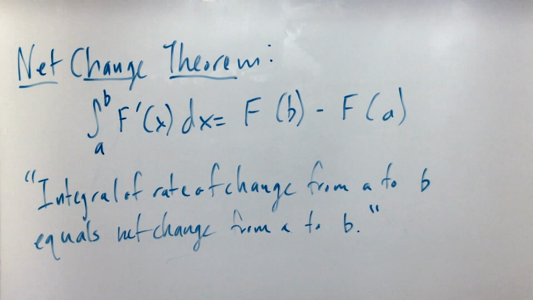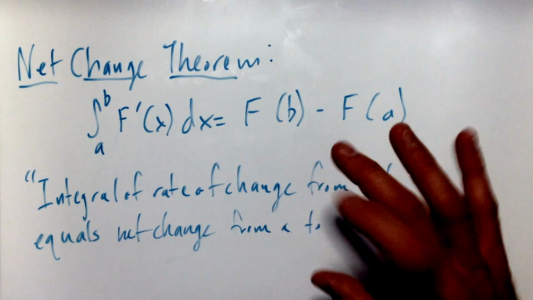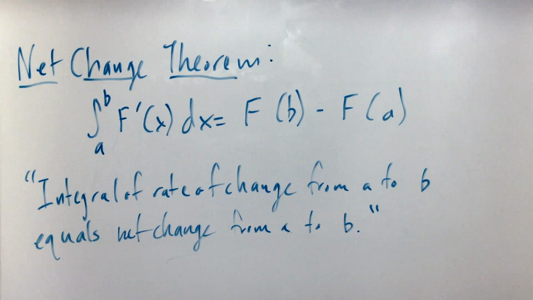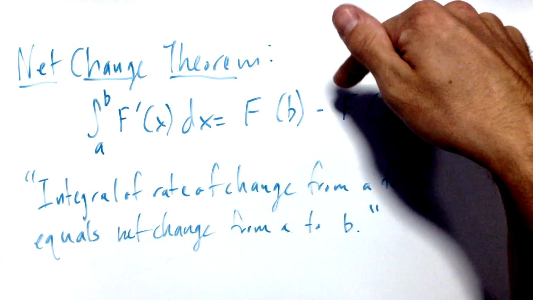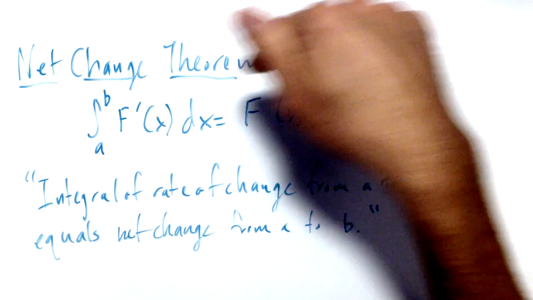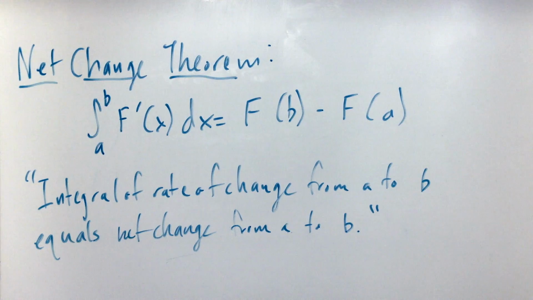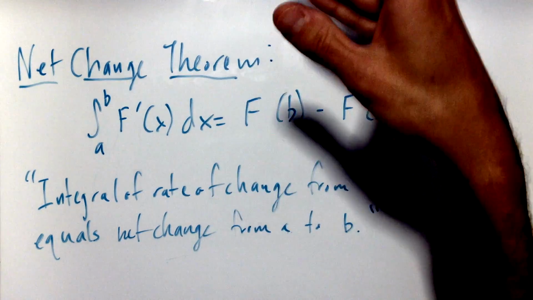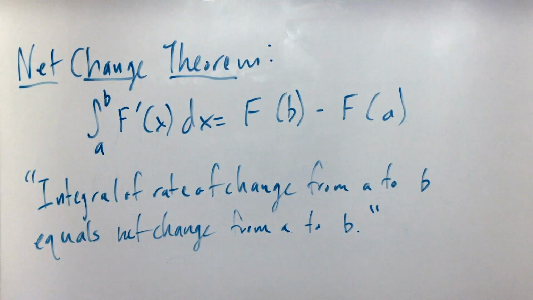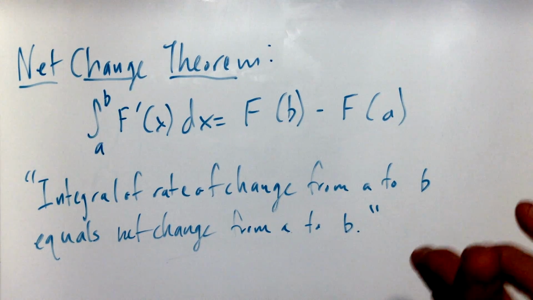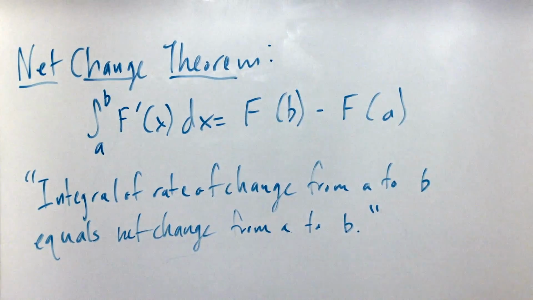The integral of the rate of change from A to B is equal to the net change from A to B. And we see net change here because, for example, if this is, say, position, and this is therefore velocity, this doesn't actually measure the distance you travel, it just measures the distance from where you started to where you ended, ignoring the specific path you took. So that's the net change aspect.